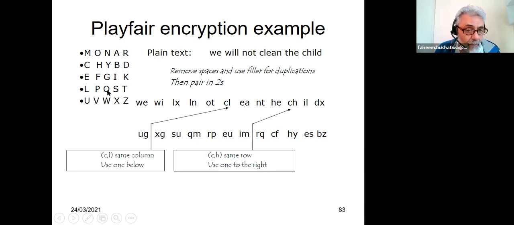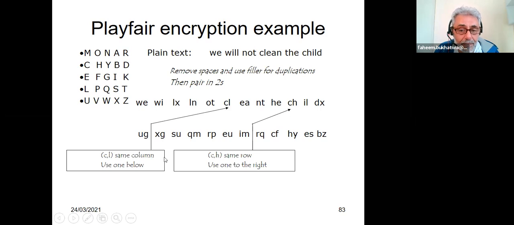They're not on the same row, so they make up a box or a rectangle. So every character is replaced by the opposite corner. So Q is replaced by L and M is replaced by N. So QM are replaced by L and N.